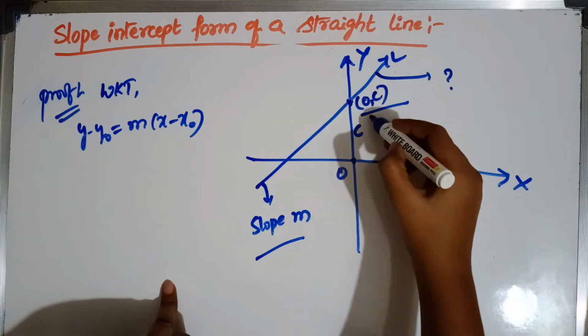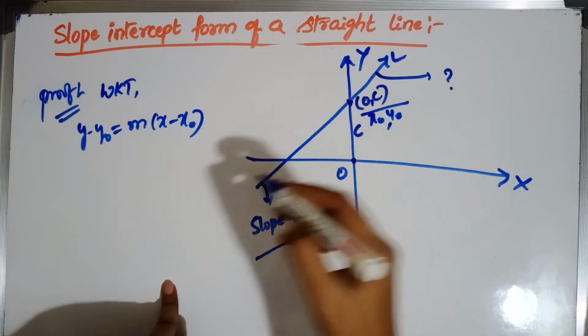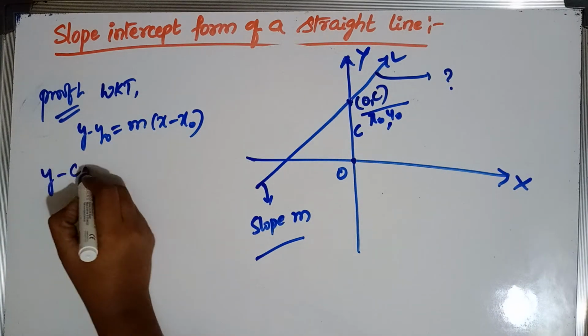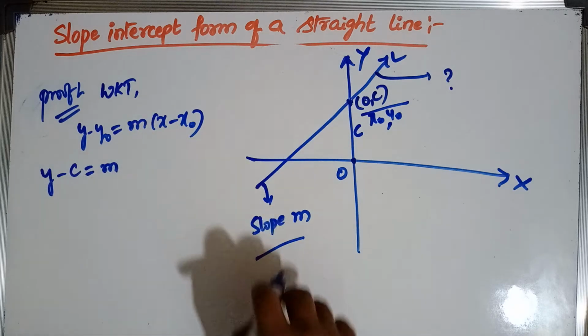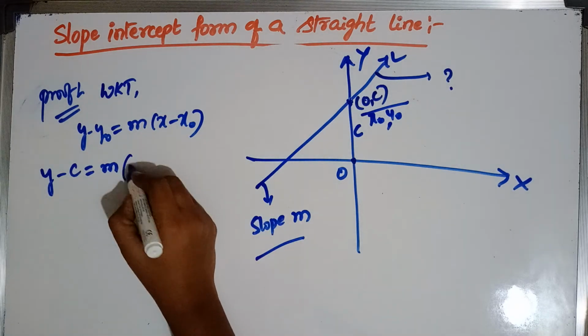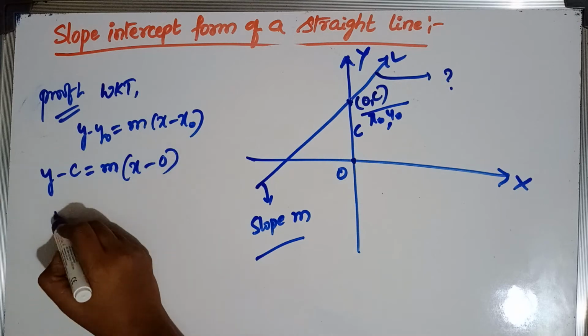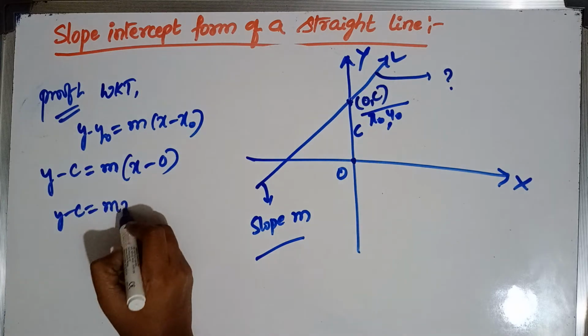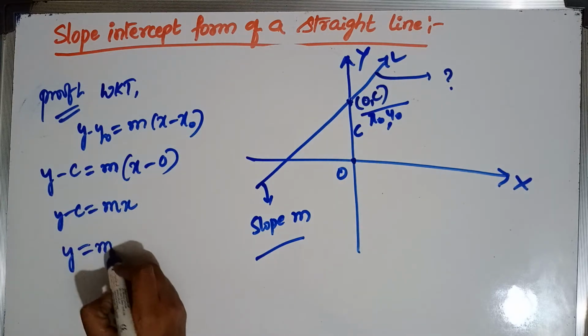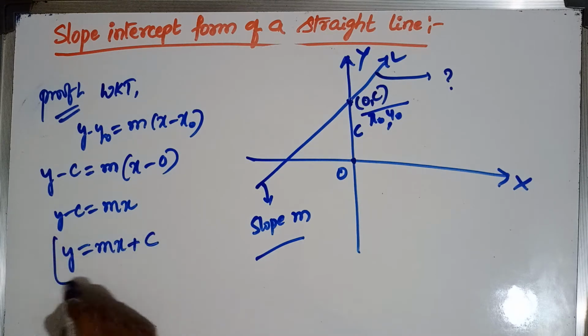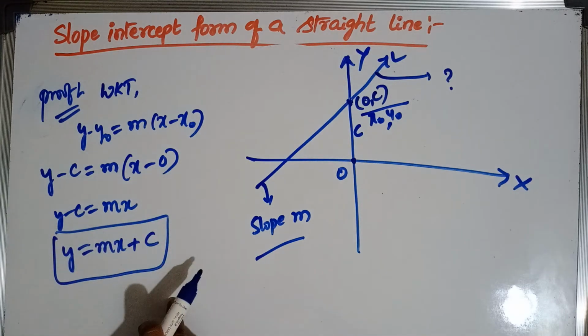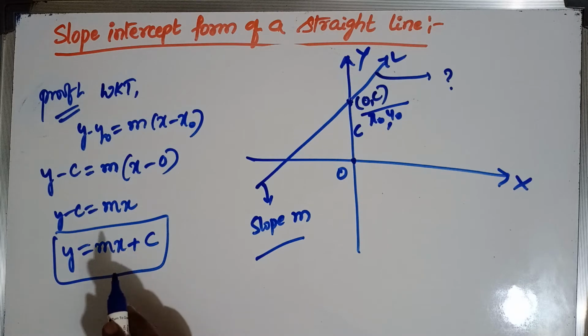So for (0, c), x0 is 0 and y0 is c. So y minus y0 is y minus c, equal to the slope of this line, which is m, into x minus x0, which is x minus 0. So y minus c equal to mx. Therefore y is equal to mx plus c. This is the required equation of a straight line in slope-intercept form.